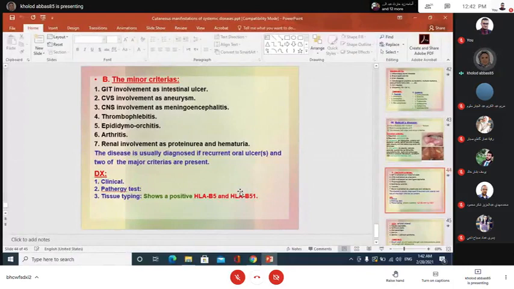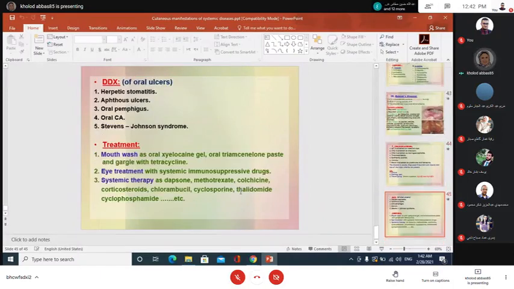We said the diagnosis is clinical, with the pathergy test, and we can send for tissue typing, human leukocyte antigen B51 and B5, which are positive. These are markers for Behçet disease. What is the pathergy test? It uses a needle, usually gauge 22, which we insert intraepidermally into the skin with slight puncturing.